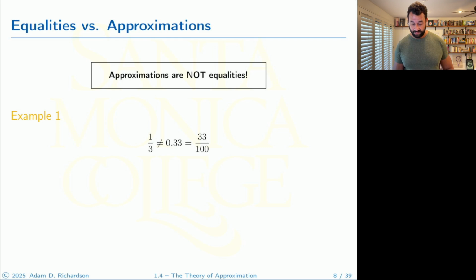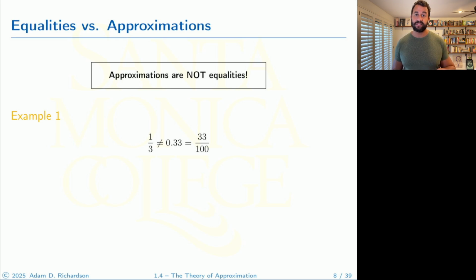0.33 is equal to 33 hundredths. And now that we talked about the decimal system, maybe you can see why, right? 33 ends in the hundredths place, that's 33 hundredths. That's not 1/3. Notice this fraction is not the same as that fraction, and they're not equivalent fractions. The numerator and denominator are not the same multiple of the numerator and denominator over here. So 1/3 is not 0.33. So do not say they are equal because they are definitely not equal.